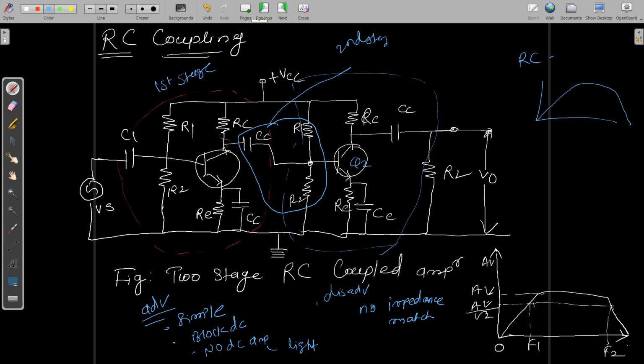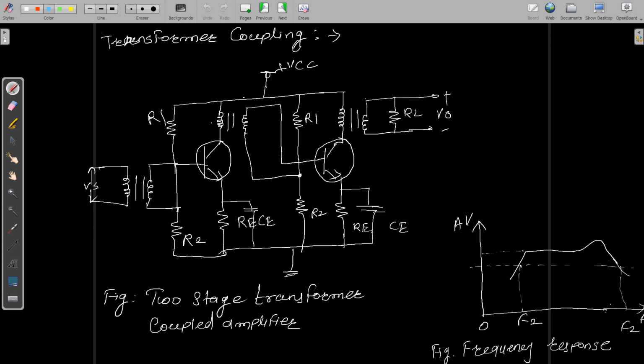Then second, we have a transformer coupling. Here we have a drawback, like there is no impedance matching, and moreover the gain is not so high, the gain is moderate in your RC coupling. So that's the reason we have to see one more type of coupling, which is called a transformer coupling. Now you can see again there are two stages only I have taken for your example. This is again your first stage, and this is our second stage.